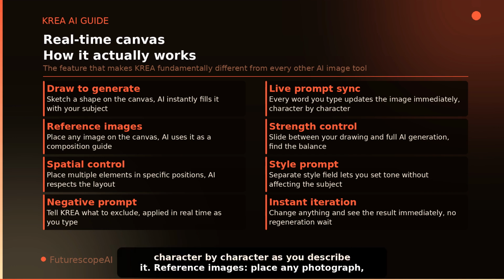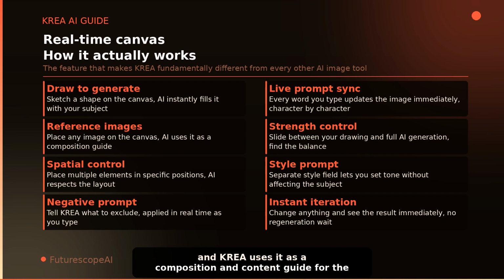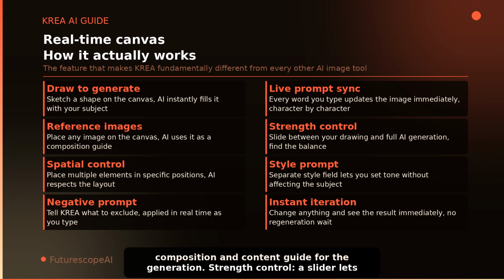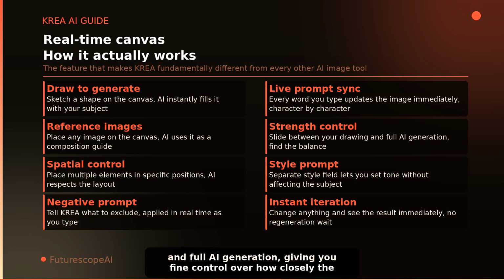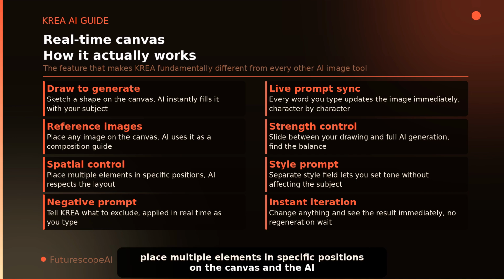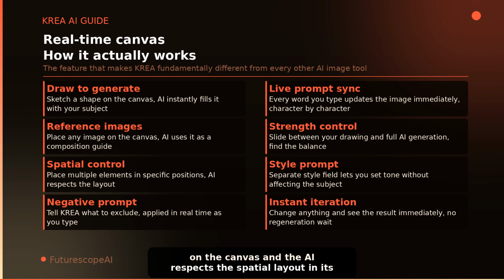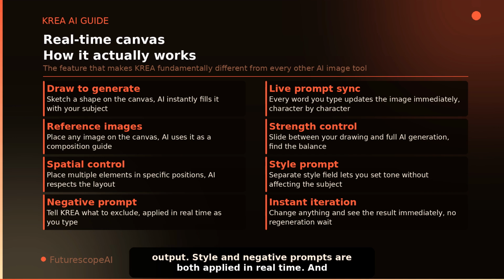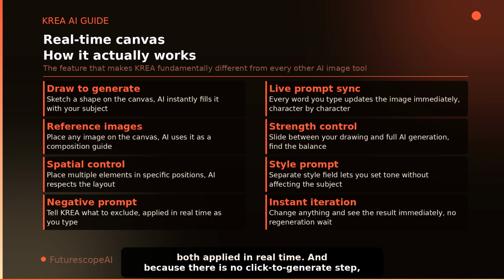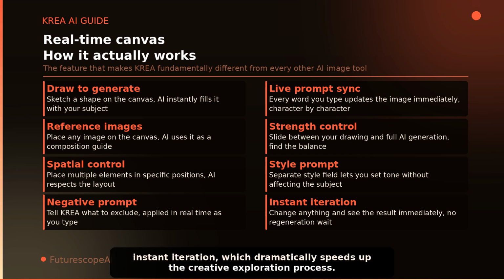Reference images, place any photograph, illustration, or graphic on the canvas and KREA uses it as a composition and content guide for the generation. Strength control, a slider lets you blend between your input drawing and full AI generation, giving you fine control over how closely the AI follows your sketch. Spatial control, place multiple elements in specific positions on the canvas and the AI respects the spatial layout in its output. Style and negative prompts are both applied in real time. And because there is no click to generate step, every adjustment you make is an instant iteration, which dramatically speeds up the creative exploration process.